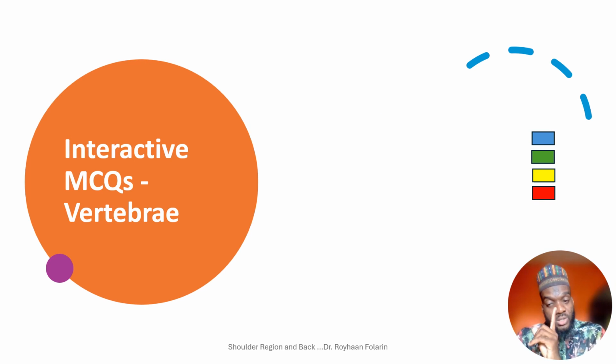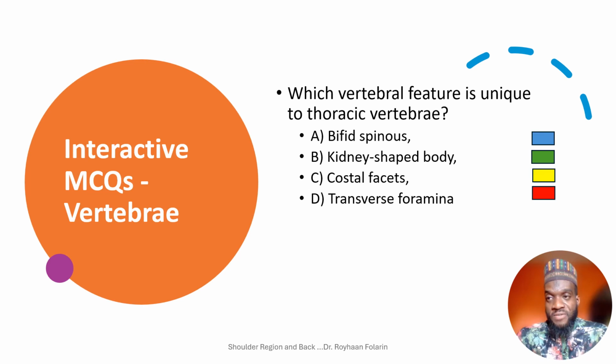hyperflexion. So we've come this far, and here is a quick stop to check how far you're following. You know how we do this. You have your flashcards already by now. So I'll be asking the question about which vertebral feature is unique to the thoracic vertebrae based on the discussions that we have had. Is it the bifid spinous process? Is it kidney-shaped body? Is it costal facet? Is it transverse foramina? Which vertebral feature is unique to the thoracic vertebra? Okay, 1, 2, go. What card have you flashed?